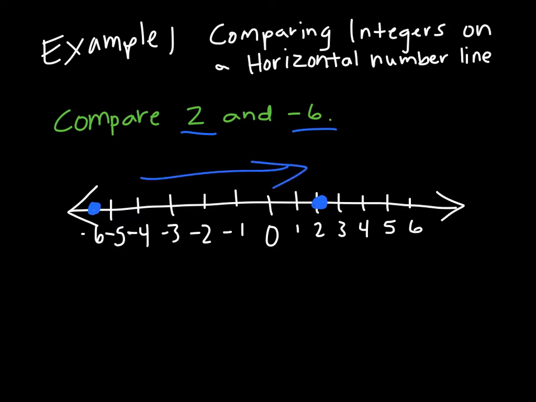Now looking at these, you realize that 2 is to the right of -6. So that must mean that 2 is greater than -6, because if you go back a page where it says on a horizontal number line, numbers to the left are less than numbers to the right. Numbers to the right are greater than numbers to the left. So if you don't remember your greater than and less than signs, now's a good time to do some reviewing.